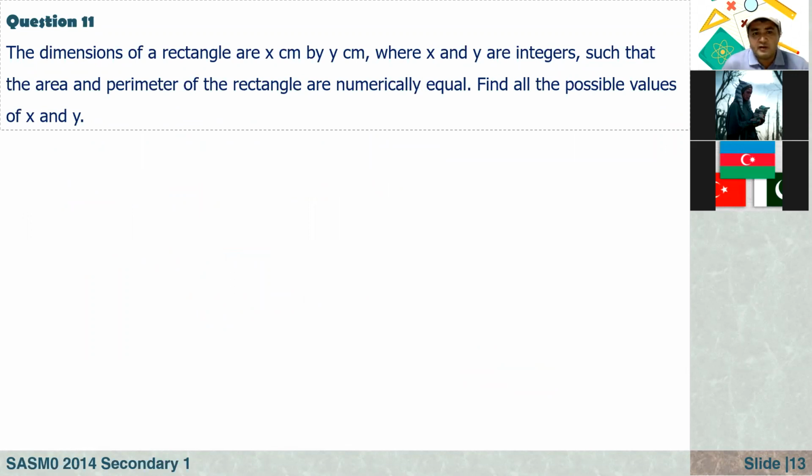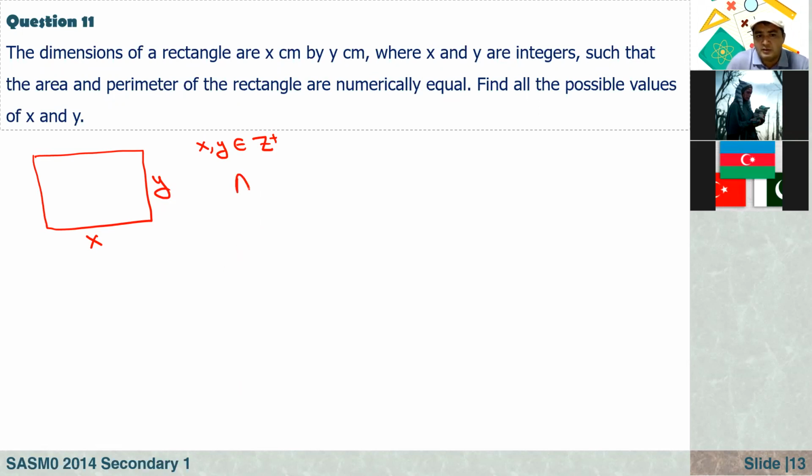So the dimensions of a rectangle are x centimeters by y centimeters. That means if we are talking about some kind of rectangle, dimensions means length and width. Let's say it is x centimeters and y centimeters, where x and y are integers. Integers means here just positive integers, natural numbers or whole numbers, such that the area and perimeter of the rectangle are numerically equal.